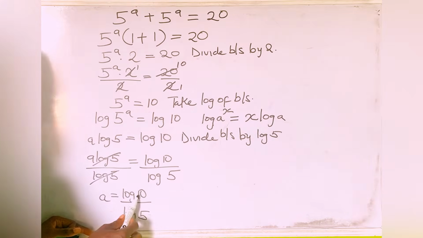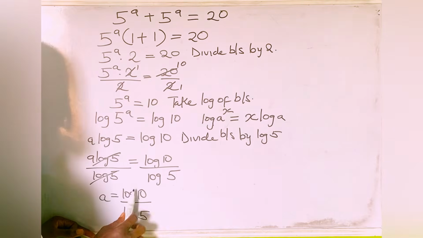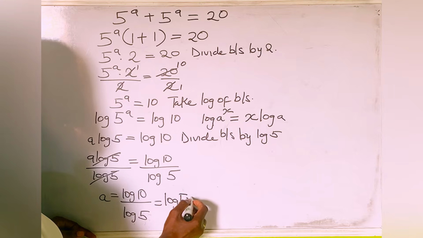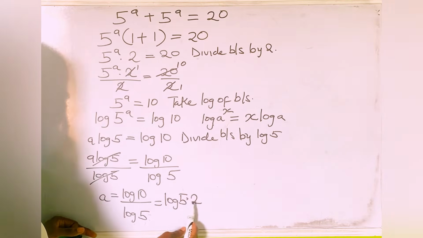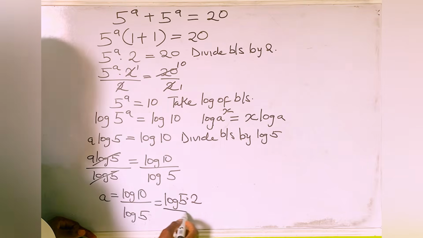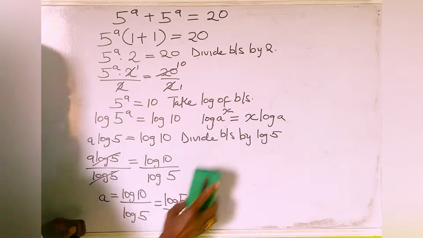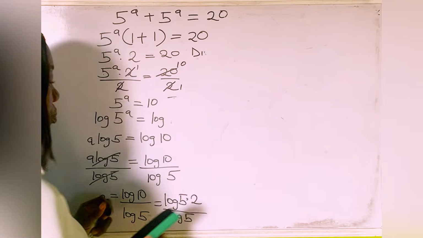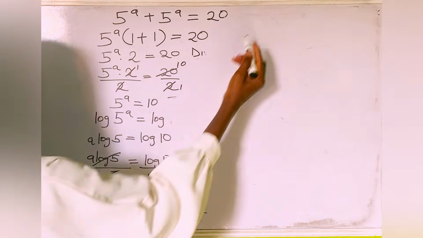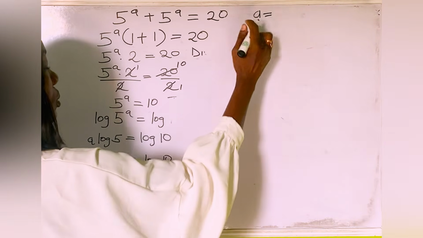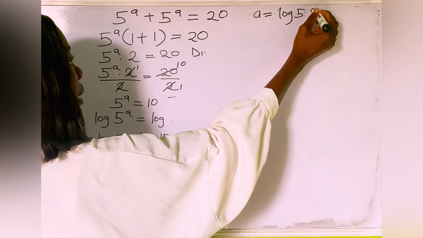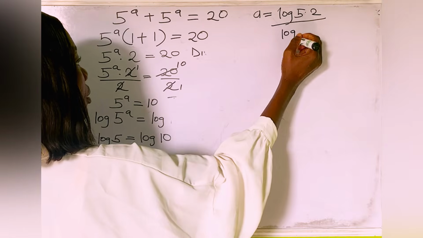Now, let's rewrite log 10, the 10 here, in a different way by saying this will be log of 5 multiplied by 2, because we both know that 5 multiplied by 2 is equal to 10. We have that over log 5. Okay, now let me wipe off this part while we continue solving the equation. So now we have that a is equal to log of 5 multiplied by 2 over log 5.